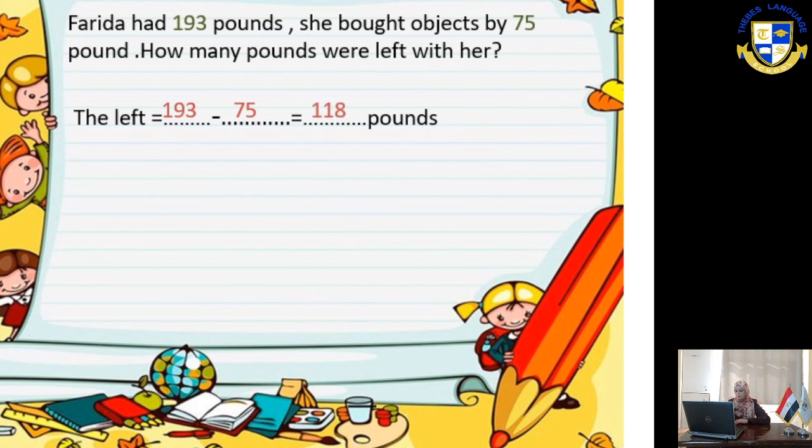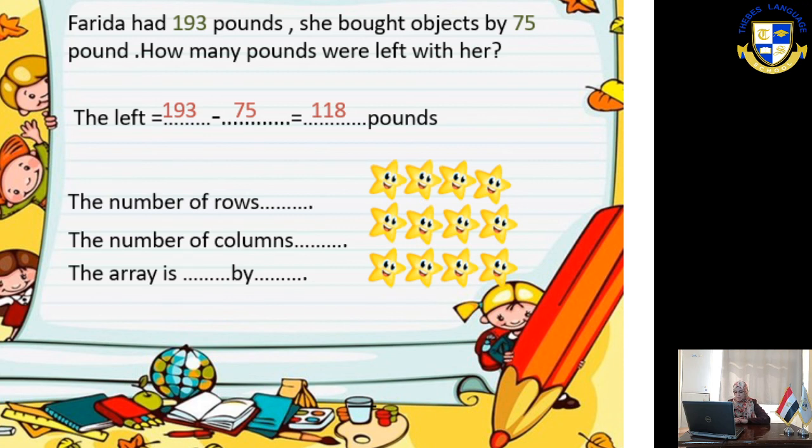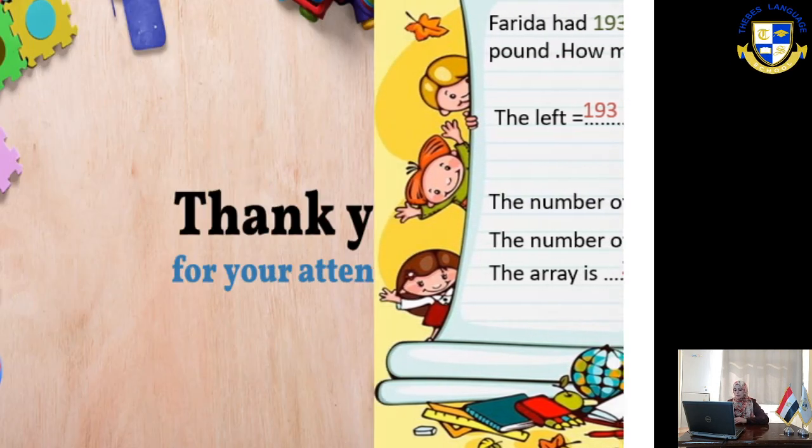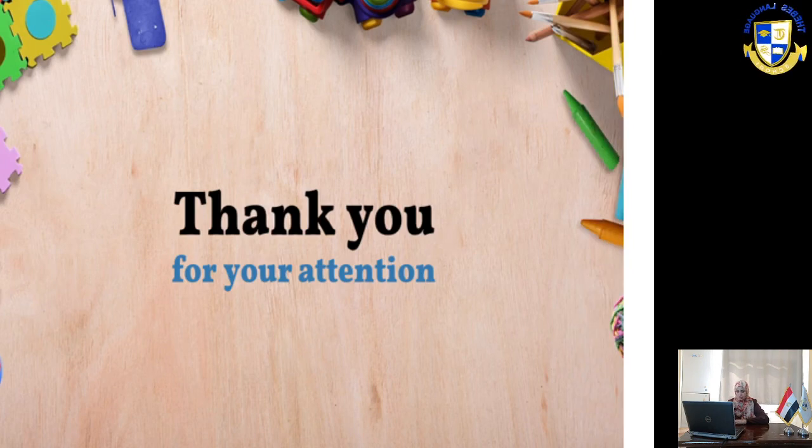That's right. Let's see the array, the stars that you can see. How many rows? You have 1, 2, and 3. How many rows? 3. How many columns? Count. 1, 2, 3, 4, 4 columns. This array is 3 by 4 or 4 by 3, whatever you like. You can start with the row or you can start with the column. 3 by 4 or 4 by 3. That's it for today.